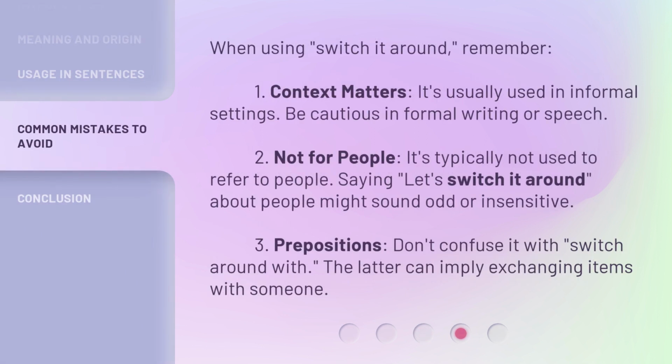When using switch it around, remember: 1. Context matters. It's usually used in informal settings. Be cautious in formal writing or speech. 2. Not for people. It's typically not used to refer to people. Saying, "Let's switch it around," about people might sound odd or insensitive. 3. Prepositions. Don't confuse it with switch around with. The latter can imply exchanging items with someone.